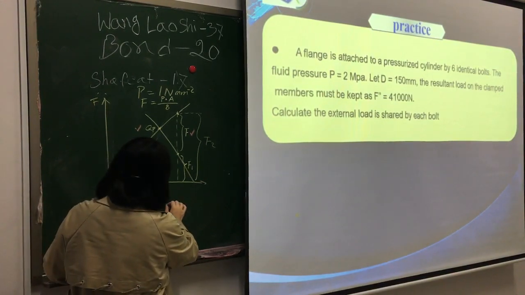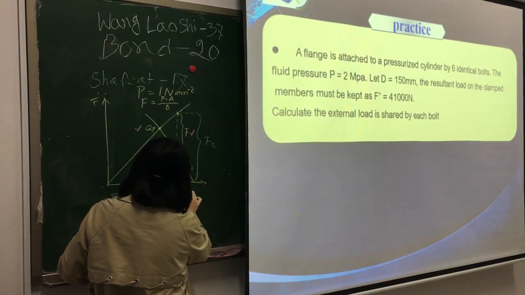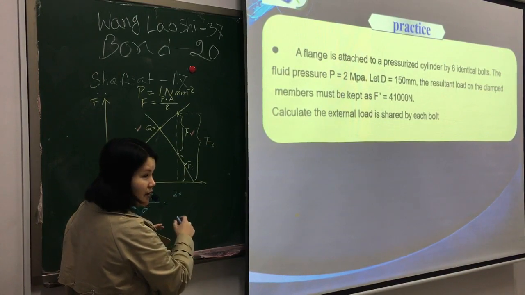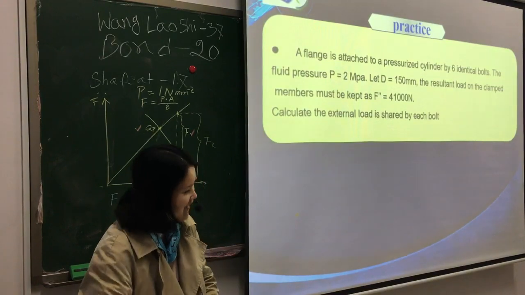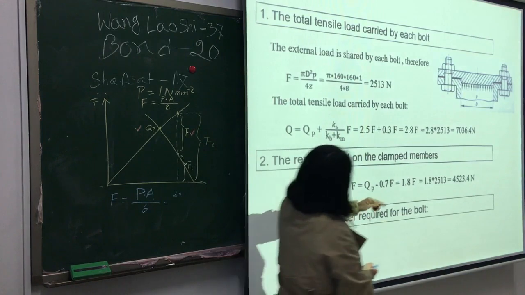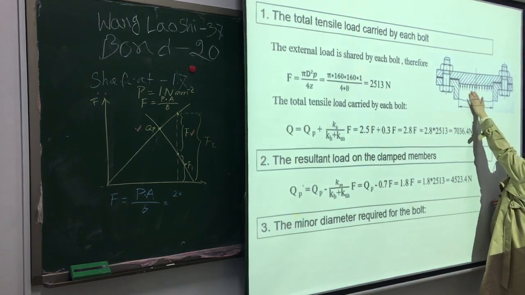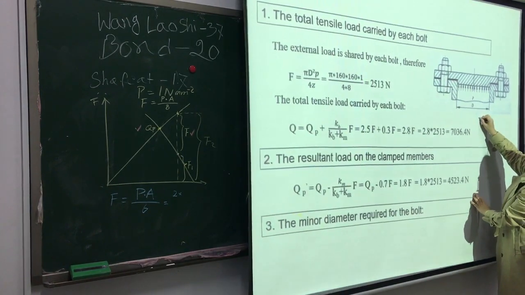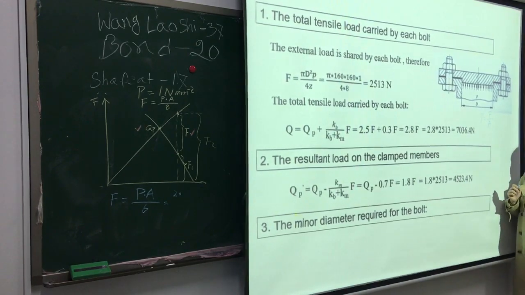And P is 2 megapascal, okay? P times A. And A, we have to find it. Like this, we load the fluid pressure P, and P is F over A.